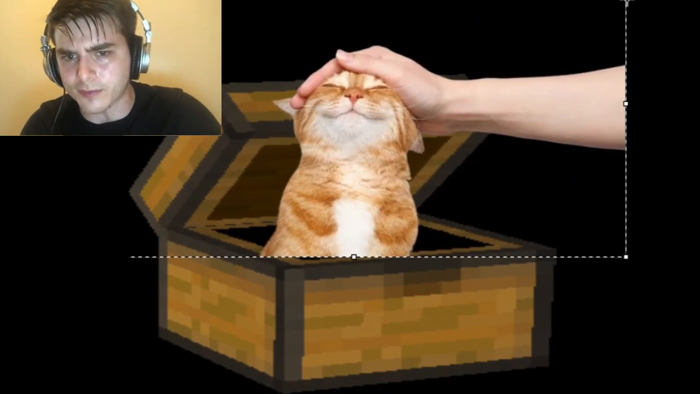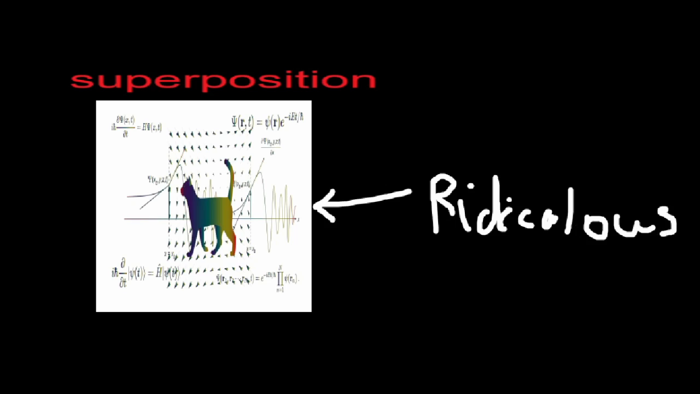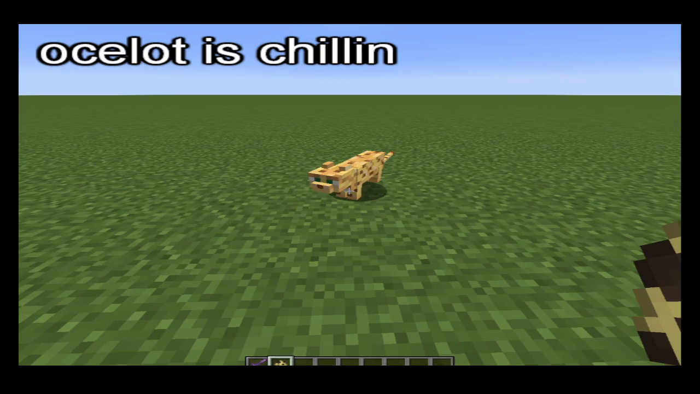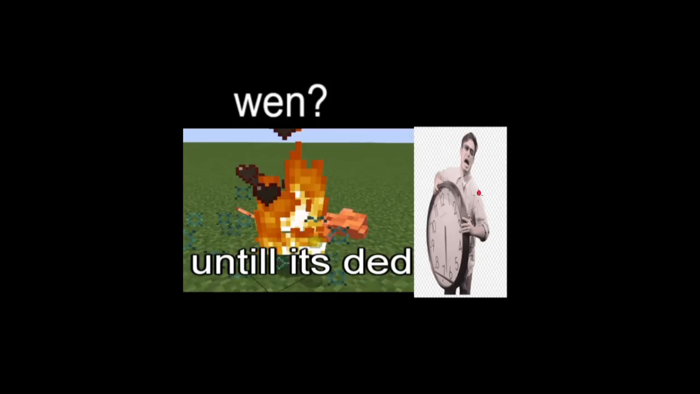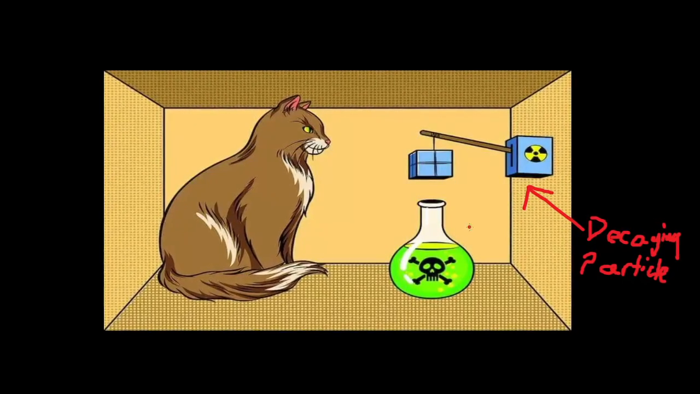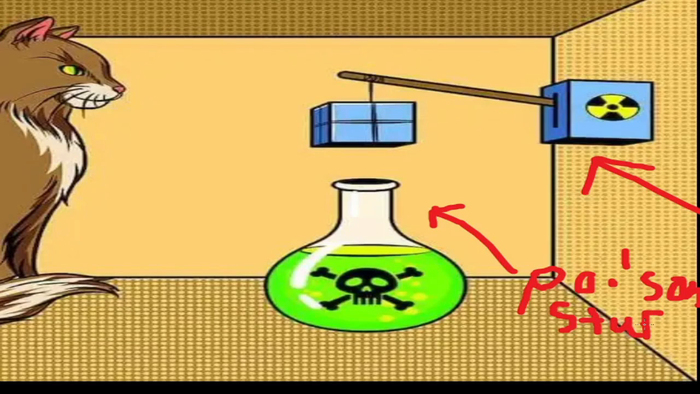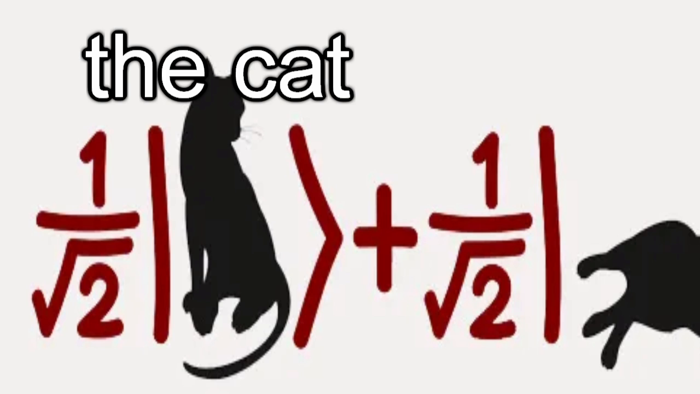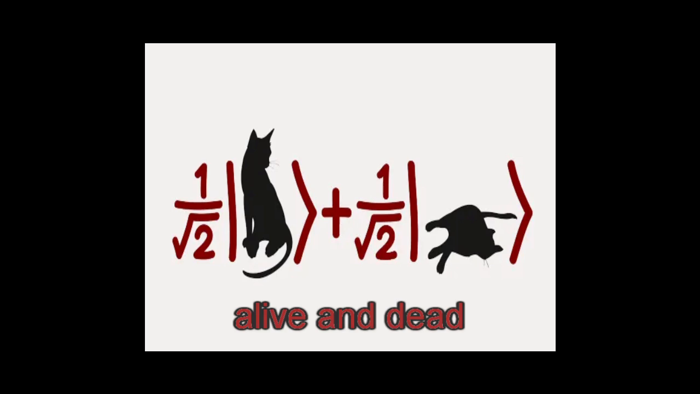Grab your cat now, we're putting it in this box. Why? Because some dude called Schrödinger wanted to prove how ridiculous superposition is. This cat is chilling until it's dead. But you don't know when it's gonna happen because a decaying particle is about to release some energy at any given time, and that'll trigger a poison thing. The idea is that the cat is both alive and dead at the same time, and it isn't neither, until we open the box, that is.